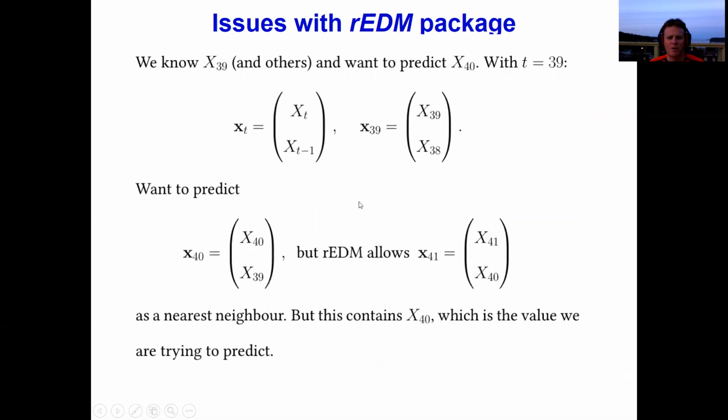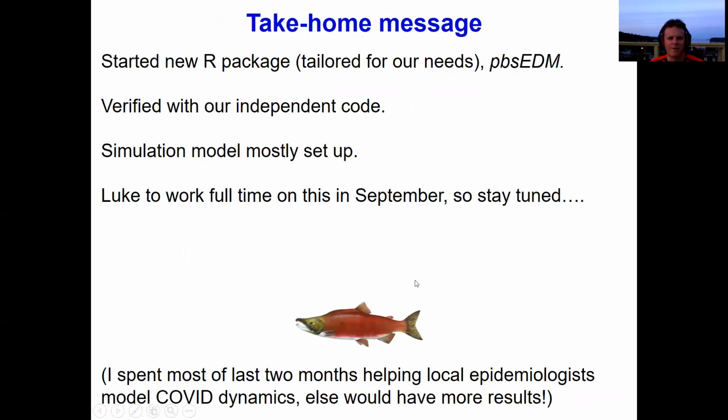However, when we wrote our own code to understand this better, we found some issues with the rEDM package. For example, if we know the x value at time step 39, we want to predict the x value at time 40. So write this as a vector in this format. You have this x39 and x38. To predict x40, you need x39 and x38. But in that nearest neighbor sense, we found out that rEDM allows this value, which includes x40. So the vector in the phase space includes the value that you're actually trying to predict, which does not seem ideal. So we've started our own package, tailored for our own needs in fisheries research, and verified it with independent code.